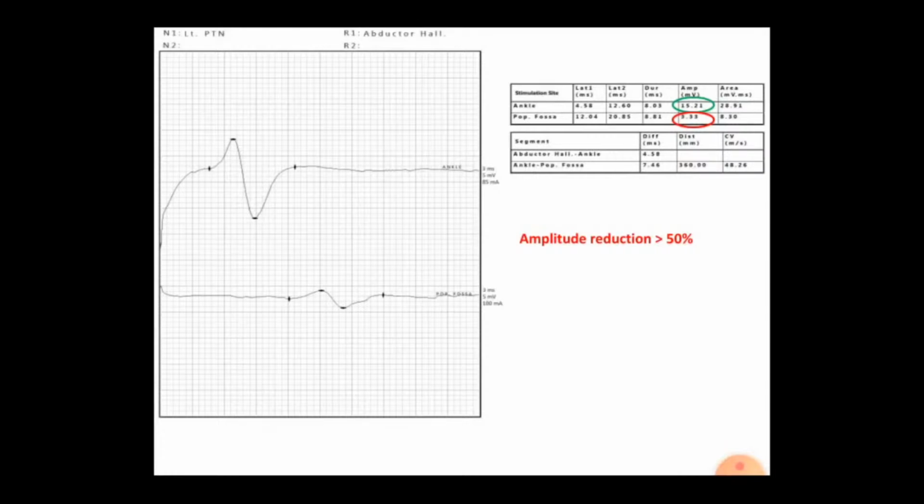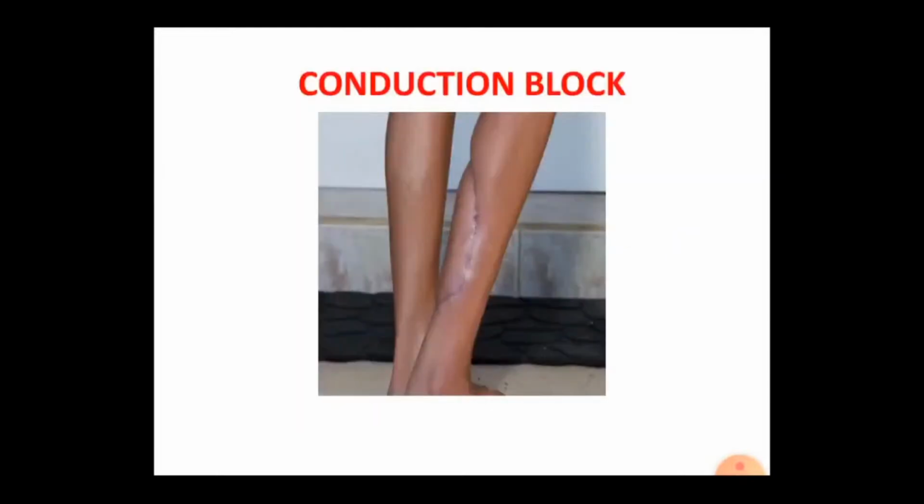Okay, let us understand with physiology also. For example, as we have seen, the patient was having surgery in the calf region. So when you stimulate at the ankle, that part will be normal. But when you stimulate at the popliteal fossa, the impulse will have to travel from this region where surgery is done, so definitely the amplitude will be less. Here the distal component is normal, but whenever the impulse is coming from the proximal region, it has to pass through this damage, so there will be amplitude reduction.